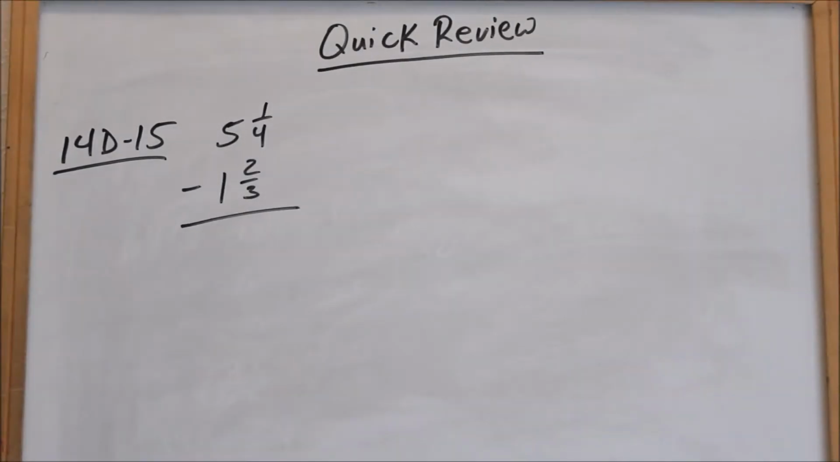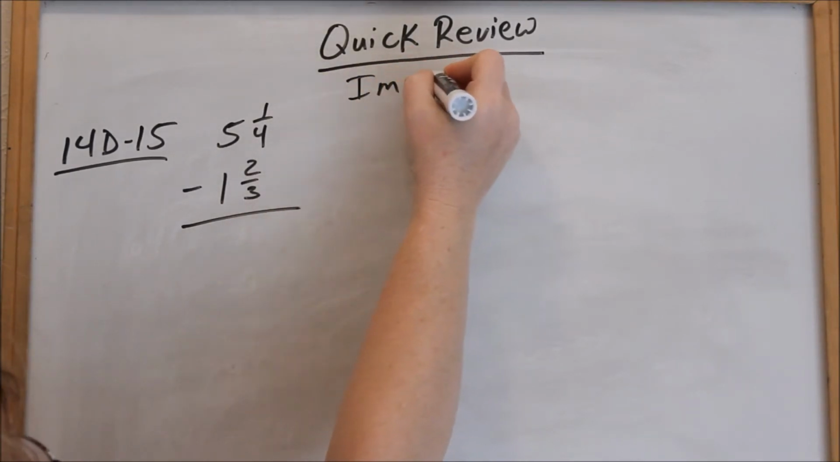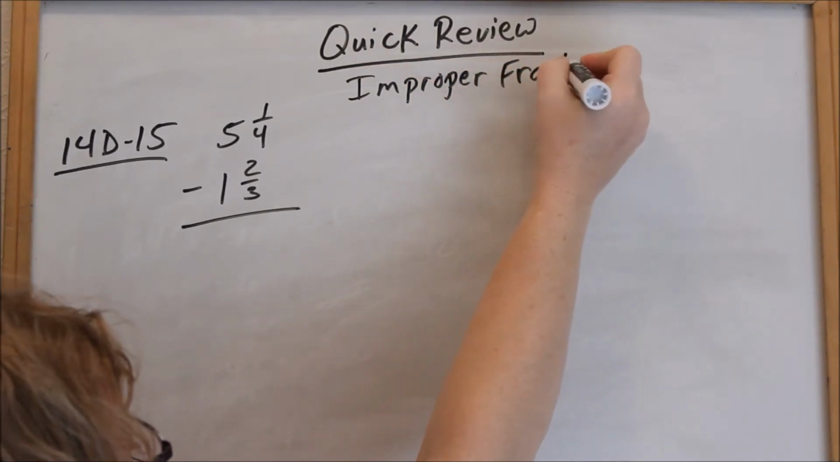Okay, this is the quick review, subtracting mixed numbers. I'm not going to do it the way the book does it. The way that I'm going to do it is to change them into improper fractions first. If you change them into improper fractions, you don't have to borrow at all.